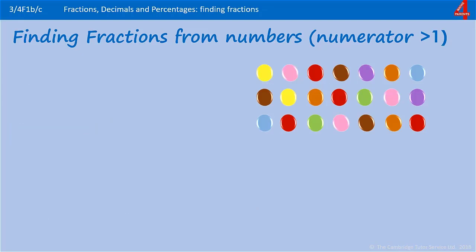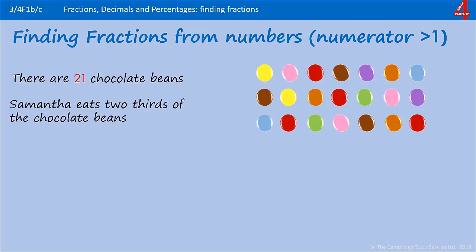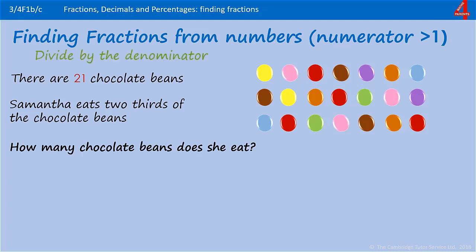Here's one for you to try. There are 21 chocolate beans. Samantha eats 2/3 of the chocolate beans. How many chocolate beans does she eat? Remember to divide by the denominator, then multiply by the numerator. And a little tip here to remember this is the D's. Divide by the denominator. Pause the video, have a go.